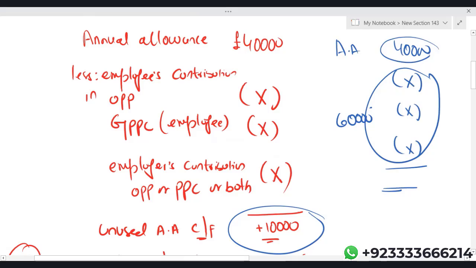If total contribution in different pensions or even a single pension is more than 40,000, then mathematically you will have a negative answer. Am I right? Negative 20. Mathematically, obviously, when I deduct 60 from the 40, I'll get negative 20,000. Whenever contribution is more than the annual allowance limit, whatever the difference comes, the name for that difference is annual allowance charge. What is the name? Annual allowance charge.